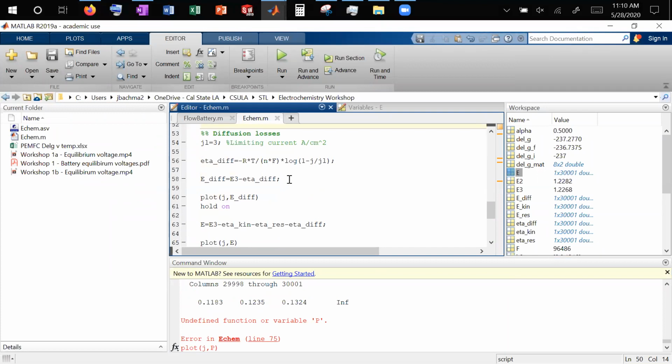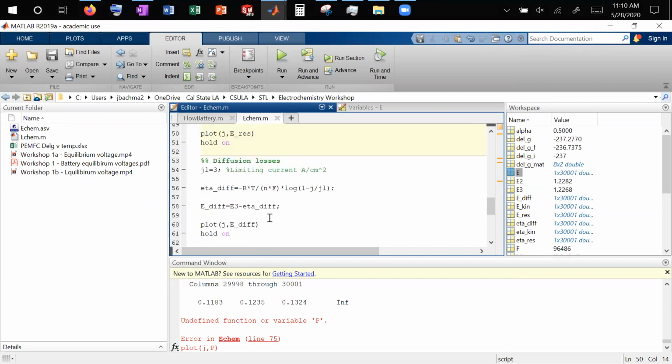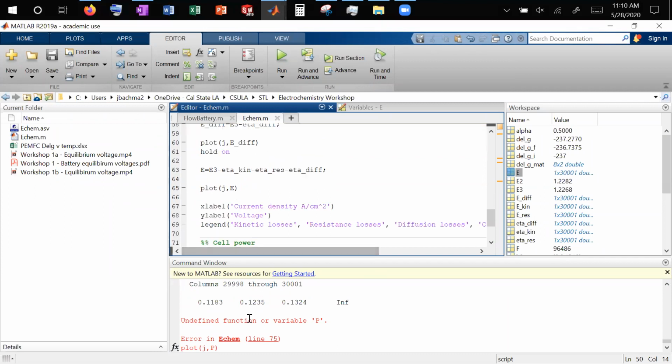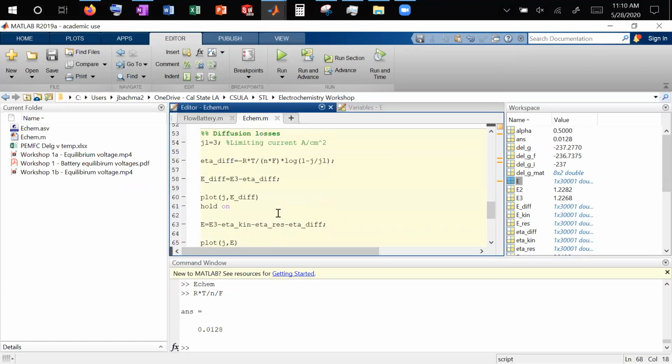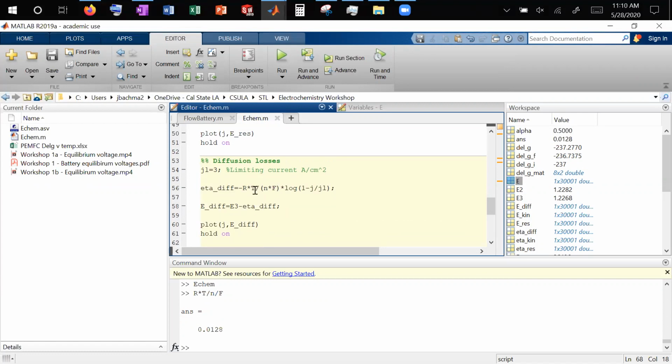RT over NF log, that looks good. Let me make sure this function is strong enough. R times T divided by N divided by F. 12. Okay, well, it is what it is. I'd probably expect you might have some factor in here.